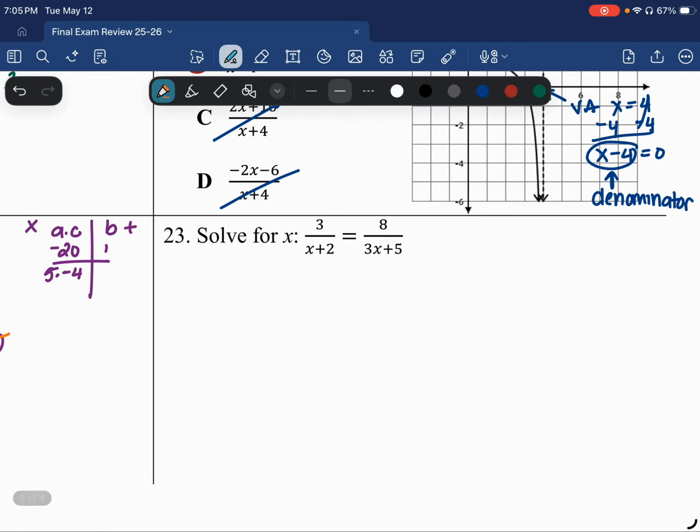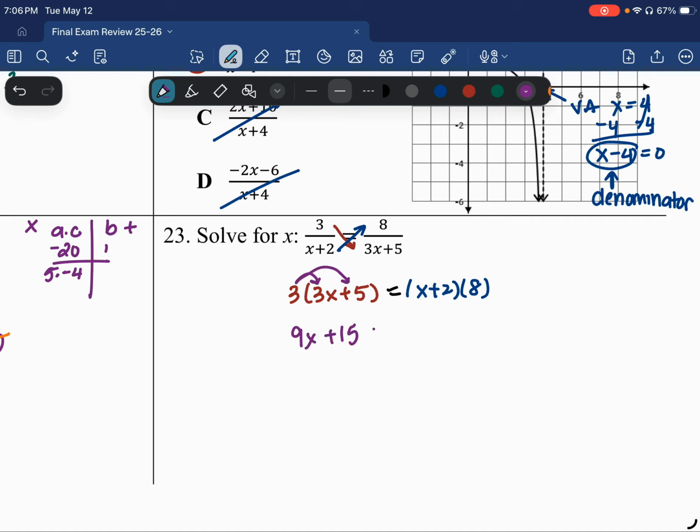Solving for x. This is two fractions equaling each other, which is a proportion. We can solve a proportion using cross multiplication. So we're going to multiply 3 times 3x plus 5. And that is going to be equal to x plus 2 times 8. Now that your fraction's gone, we can simply distribute and solve like normal. So 3 times 3x would be 9x. 3 times 5 would be 15.